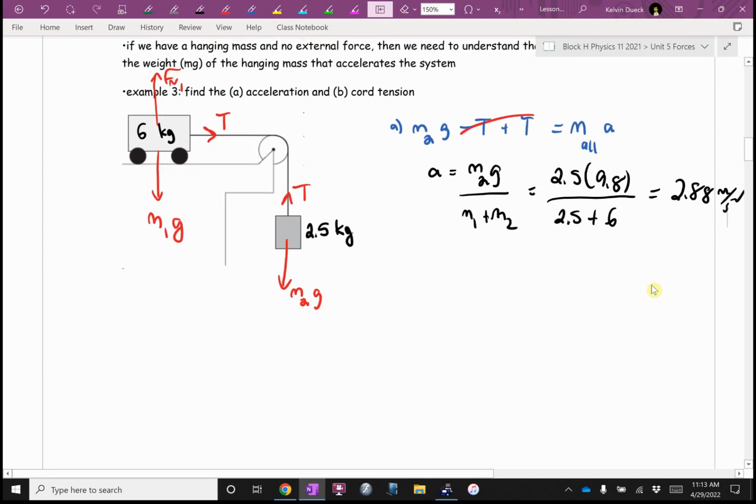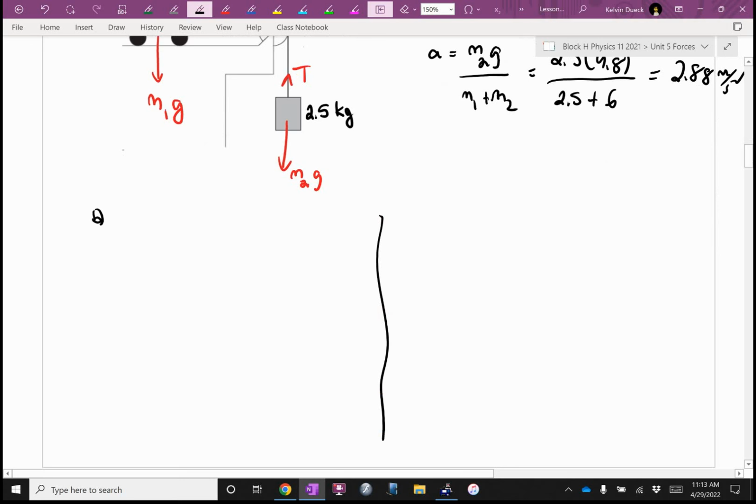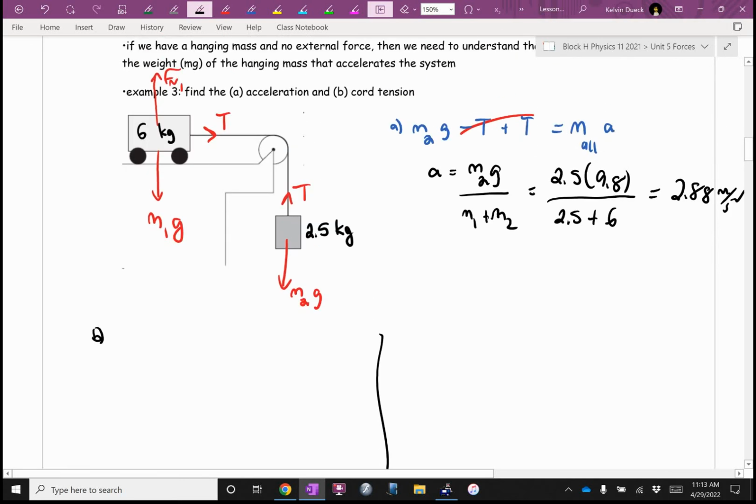Ruby, what's B want me to find? Okay. We're going to do B two ways. We're going to write an equation for mass 1 and for mass 2. Look at mass 1. Which way is mass 1 accelerating? To the... Who's winning? Who's losing? It's a trick question. In fact, tension equals M1A. Or, I could go look at mass 2. Who's winning?